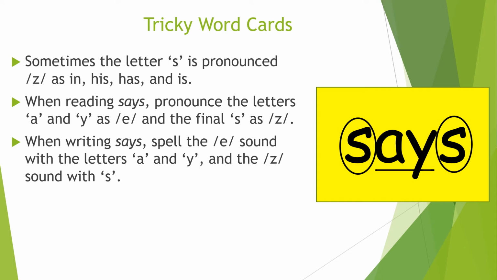When you are reading the word says, pronounce the letters A and Y as eh, and the final S in the word as z. This word is says. Say says. When writing the word says, spell the eh sound with the letters A and Y and the z sound with the letter S. I hope this word doesn't trick you.